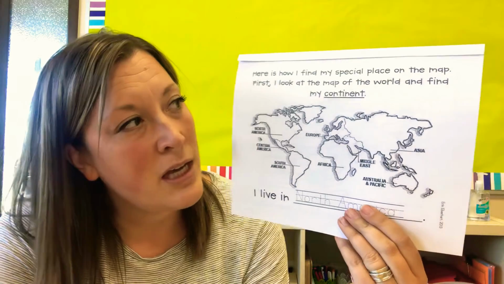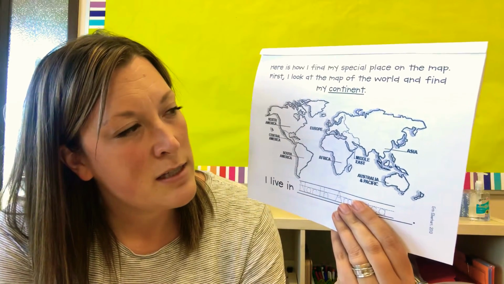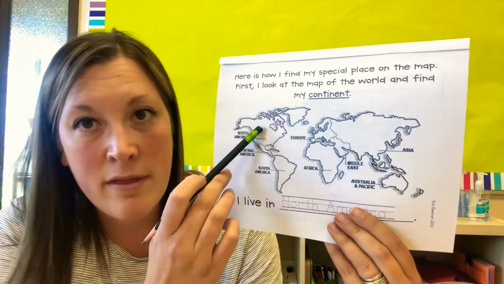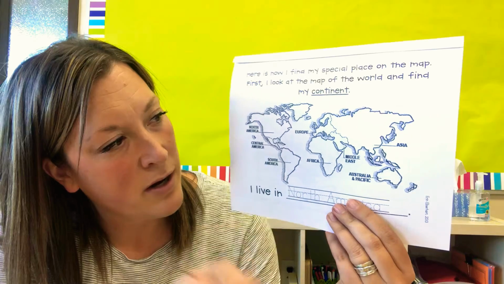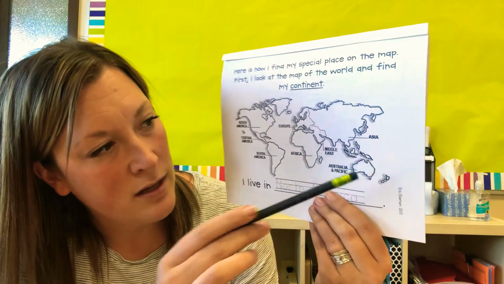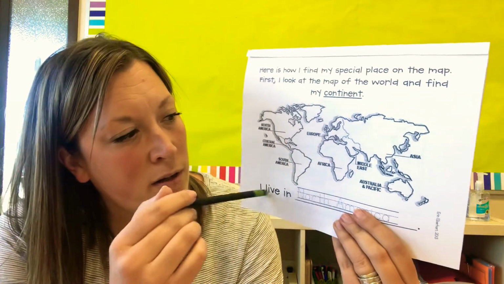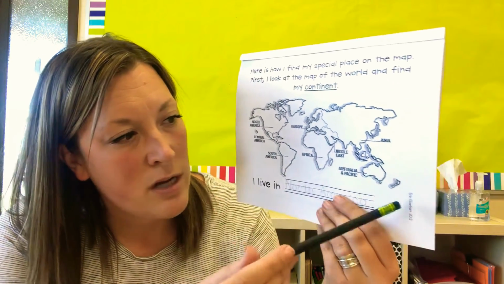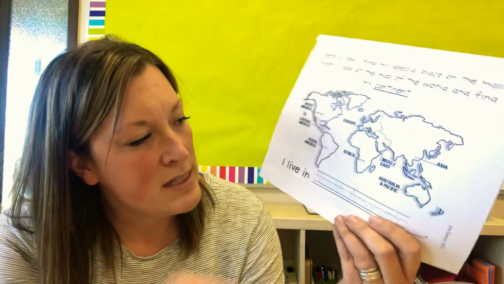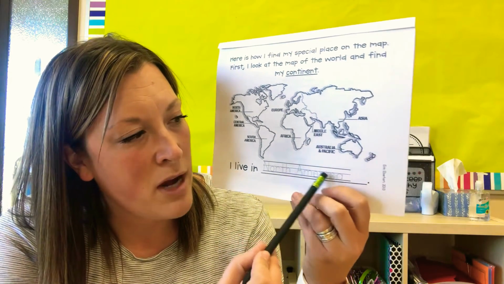Continent is a big word for a group of land. There are 7 continents. We've got North America, South America, Africa, Australia, Asia, Europe, and then one other continent, Antarctica, is on the very bottom.